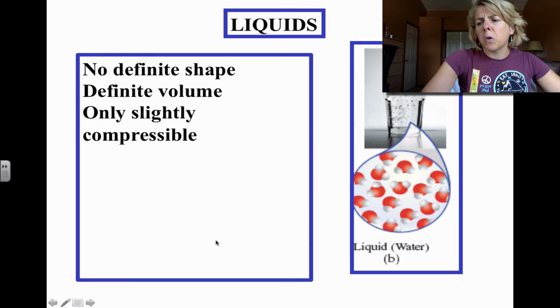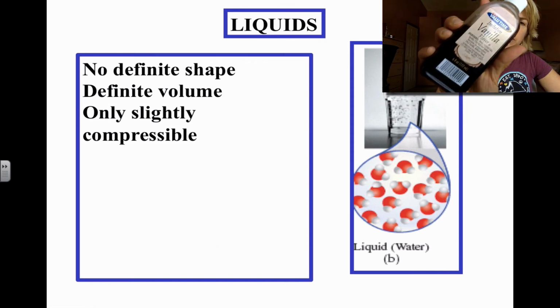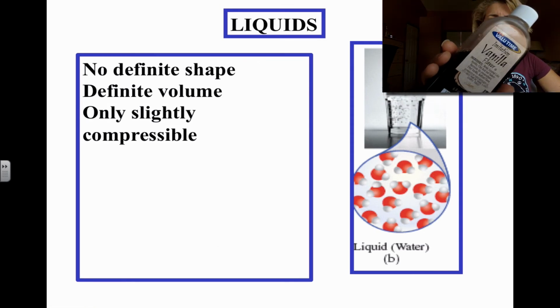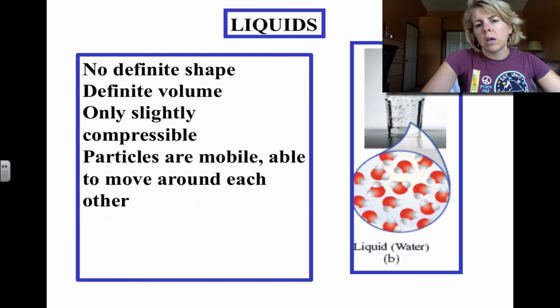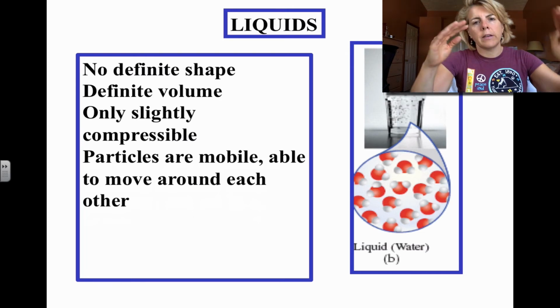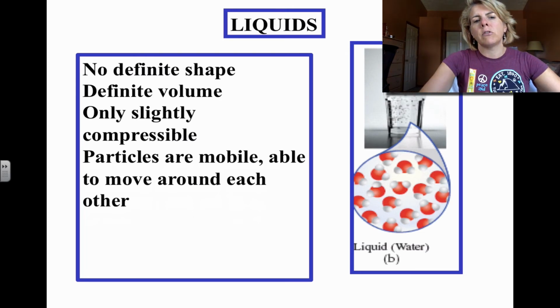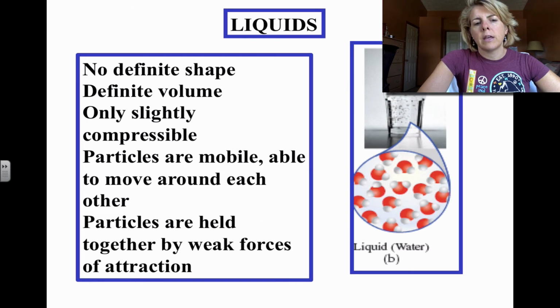Slightly compressible. If I wanted to, I could put this in a device that would try to squeeze the liquid. There are just tiny, tiny spaces that we can use to compress the liquid. Notice that the particles are mobile, they're able to move around, just like I said, the swimmers swimming around each other. Molecules within a liquid typically do that.